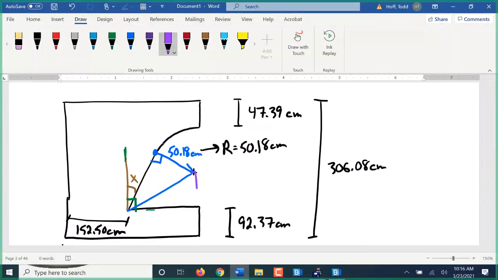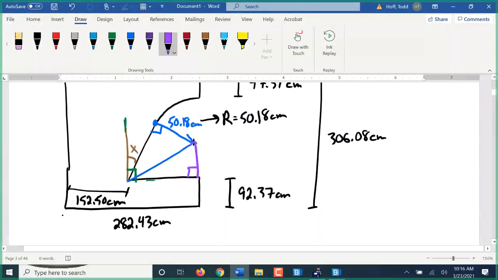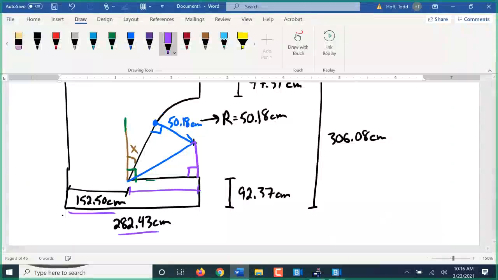I'm going to use this triangle. Now, if I had drawn this correctly, this center line would have been straight above that. There's a right triangle there. I know, first of all, one piece of that triangle is this dimension down here. It's the difference between these two. If I take 282.43 and I subtract 152.50, I get 129.93 centimeters.